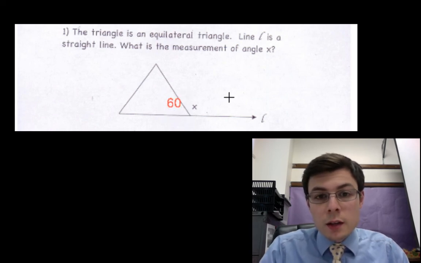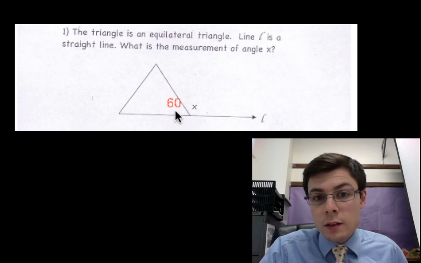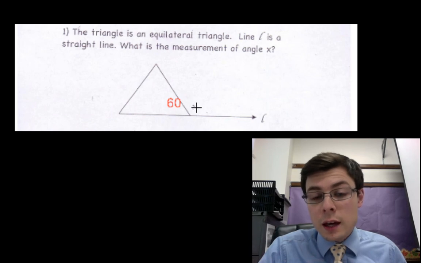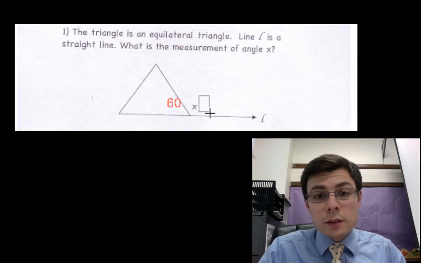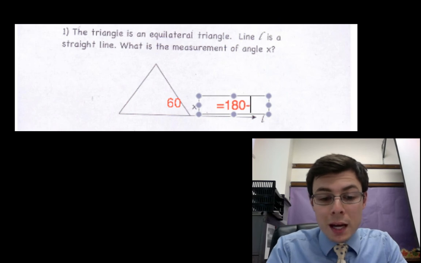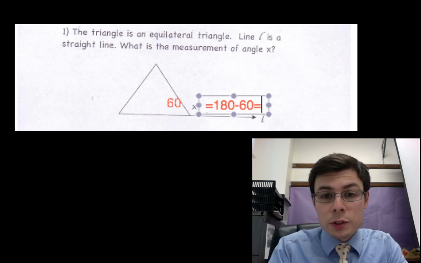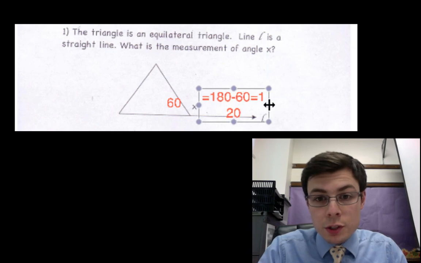60. Okay, great. The next thing we know is if that angle is 60 and line L is a straight line, that means the 60 plus the x must make up the whole straight line. Since we know that a straight angle is 180 degrees, x must be equal to 180 minus the 60 that we already have, which equals 120. So our final answer for question number 1 should be 120 degrees.